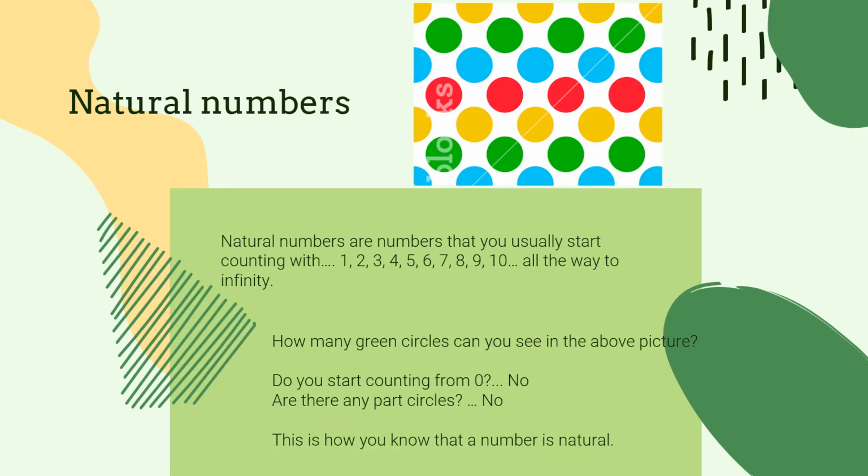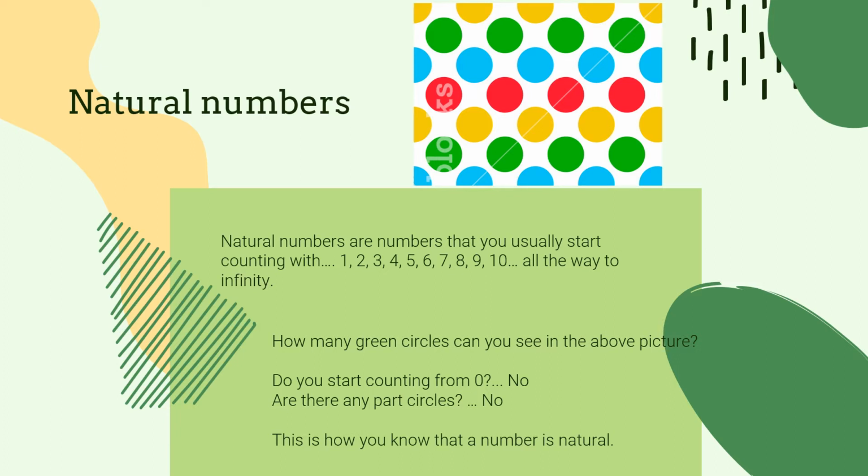Natural numbers are numbers that you would use naturally. So for example, you'd start counting with the numbers 1, 2, 3, 4, 5, 6, 7, 8, 9, and 10, all the way up to infinity. So when you look outside and you count how many leaves you can see on a tree, you don't start counting from 0, you start counting from 1. So in nature, you use natural numbers starting from 1.